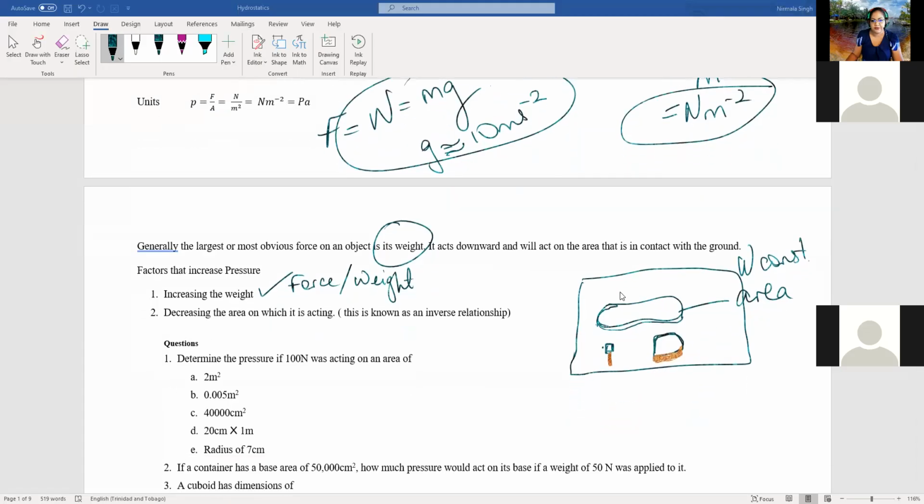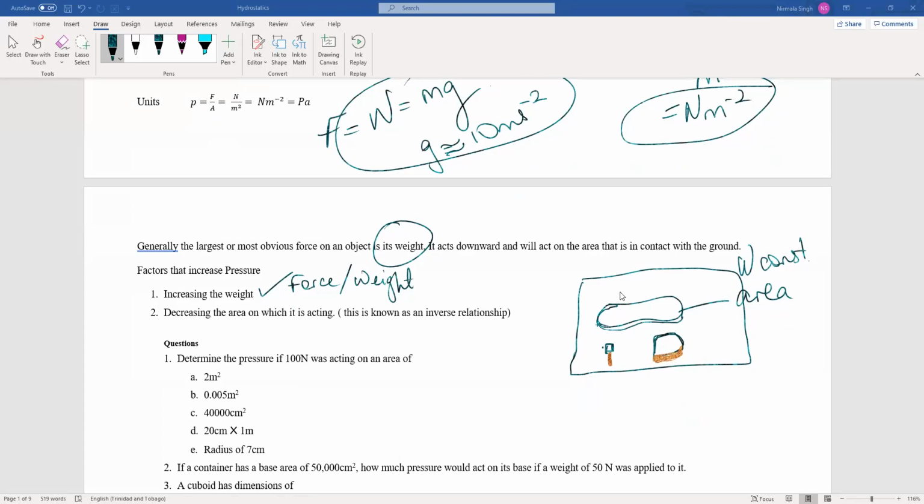So continue reading, or just to go back to where we were just now. Factors that increase pressure are force and weight, and decreasing the area in which it is acting, because we just saw we went from our nice big, pretty sizable hand to the really small space of the base of a pen. And our pressure was larger. Why was the pressure larger? Because we concentrated more force in a given area.